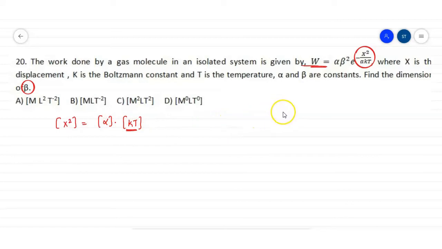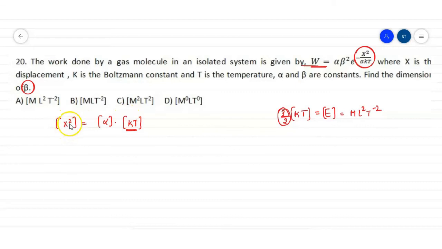If you remember, the kinetic energy of a gas molecule, monoatomic gas molecule, or any translational kinetic energy can be taken as 3 by 2 kT. So 3 by 2 kT is equal to E. This is a constant. So I can say dimensions of kT will be equal to dimensions of energy, which is ML square T power minus 2. I will directly use it here. Dimension of kT will be equal to ML square T power minus 2.